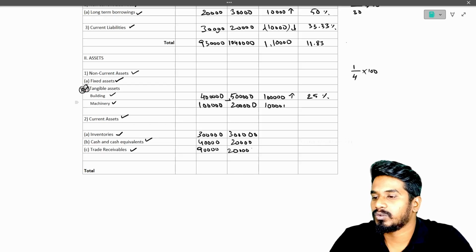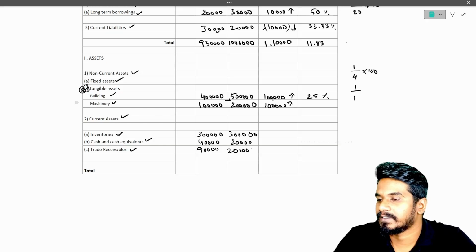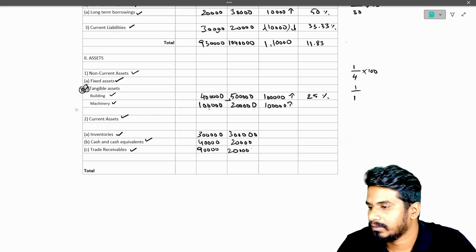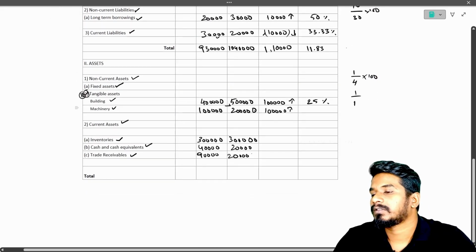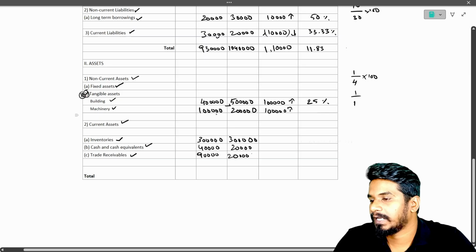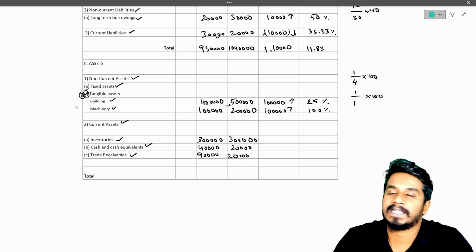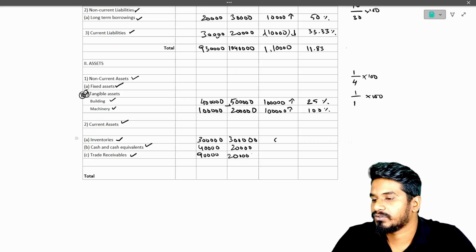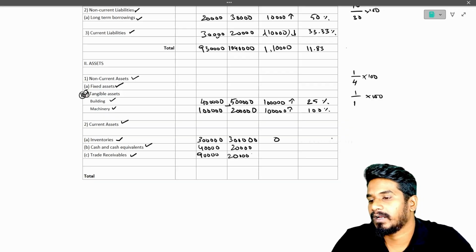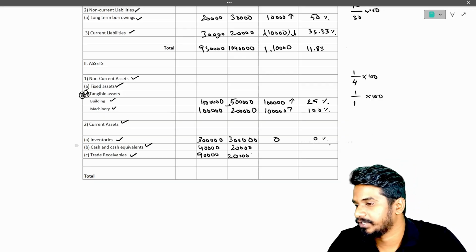For machinery, it was 1 lakh and now it increased to 2 lakh rupees. So obviously here also 1 lakh is the change, 1 lakh increased. 1 lakh is the change, divided by the base year amount, which is 1 lakh, into 100. Obviously it will come out as 100 percentage increase, right? The next thing, 3 lakhs, there is no change in inventories, and there will be no percentage also. Zero change, 0 percentage, finished.